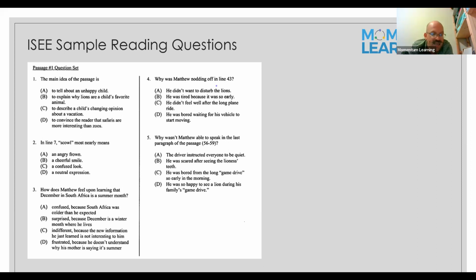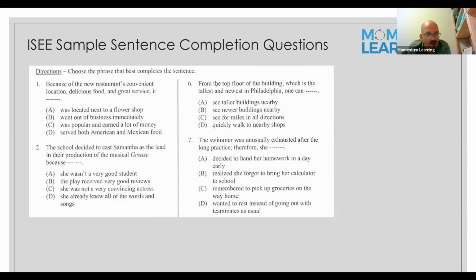So we end up looking at he was so happy to see a lion during his family's game drive. And that's our best answer because it's why he was not talking, but it's also the best answer because it deals with the story. Good. All right, we'll do one of these and a couple of the other synonyms. Let's look at number 2.